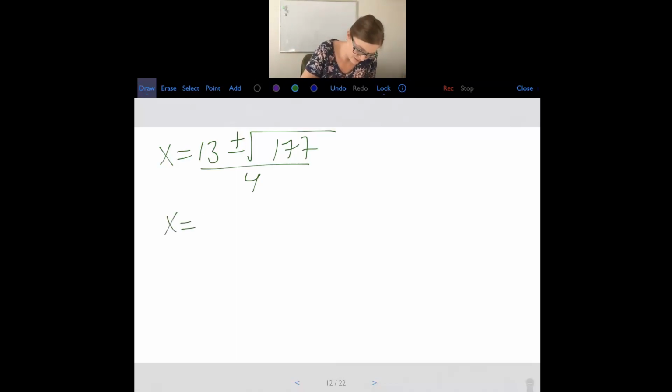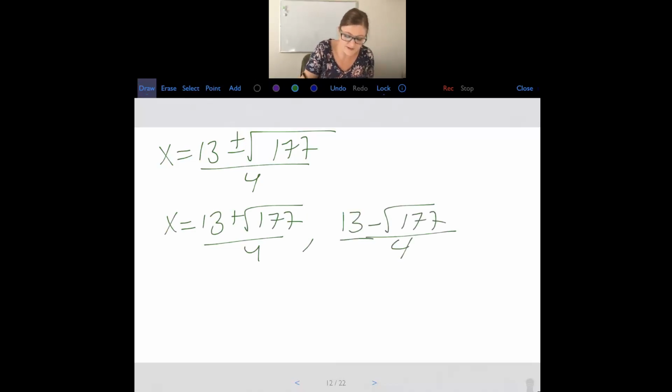So you would have x is equal to 13 plus square root of 177 divided by 4, and 13 minus square root of 177 divided by 4. The software may have the plus or minus symbol that you could use, but I will tell you that you do need to know how to write this as two separate answers.